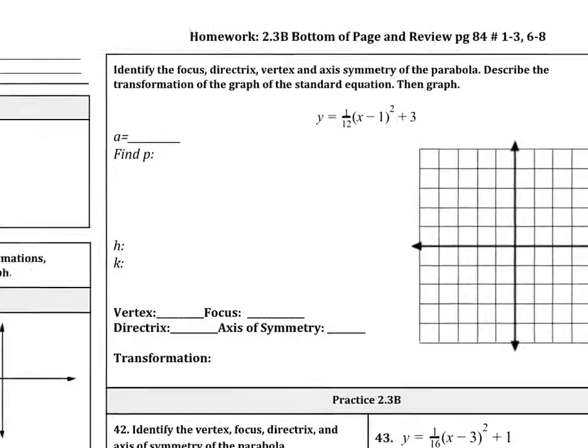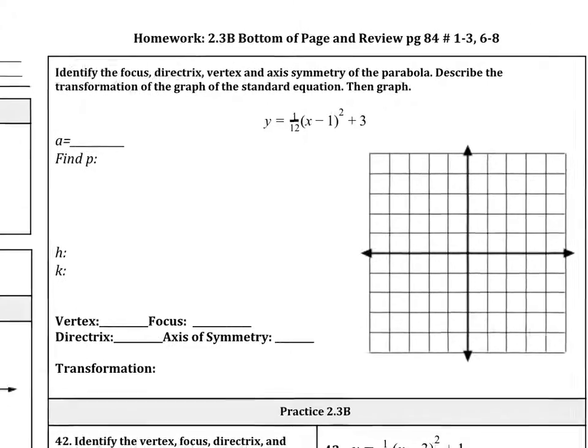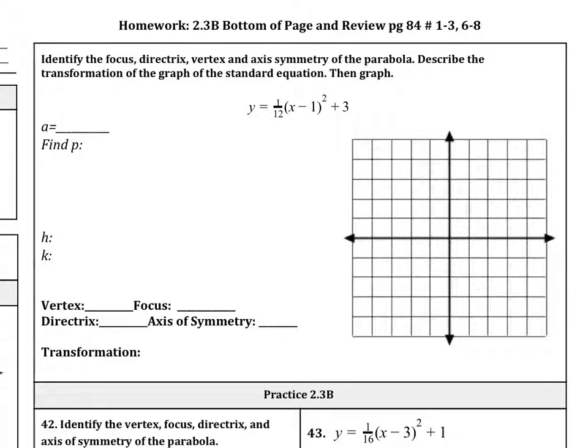So see what you can try in this example right here. Identify the focus, vertex, and axis of symmetry of the parabola, and describe the transformation. And so what you would do is try to find A, right? Identify A. So A is here. And then you remember you set that equal to 1 over 4p. Identify where the vertex is just by reading it. And then once you find what P is, see if you can figure out the focus and directrix as well. So pause the video and try it out.